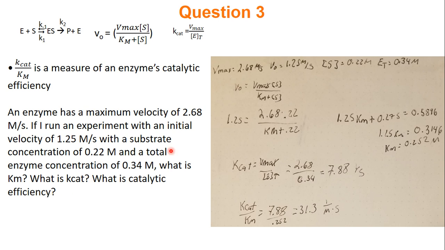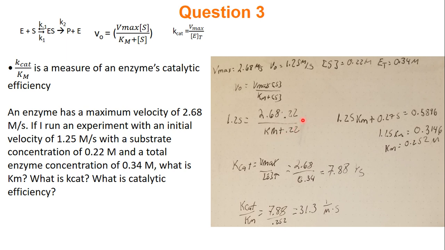So let's do Km first. We use our Michaelis-Menten equation: initial velocity equals Vmax times substrate divided by Km plus substrate. Well, Vmax is 2.68. The amount of substrate we have is 0.22. And my initial velocity is 1.25. So I plug in all my variables and I'm left with Km. So I need to solve for Km.